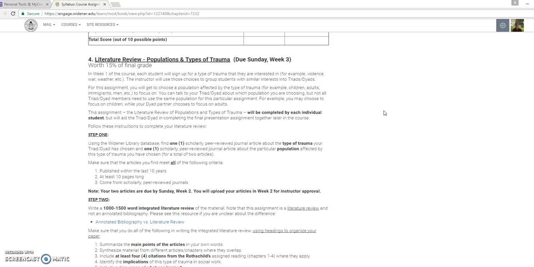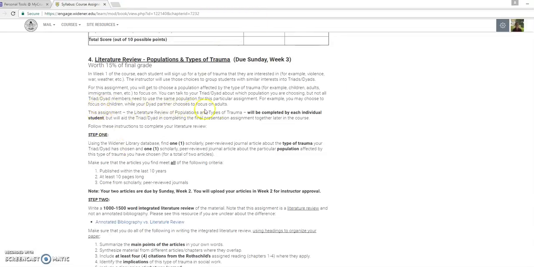For example, your group may have chosen domestic violence as the type of trauma, but you can choose what population you want to address. You may choose to focus on children who are victims of domestic violence, while your partner may choose to focus on the adults in the relationship, in the domestic violence situation. So one is the kind of trauma, and the second is the population that is impacted by this trauma.